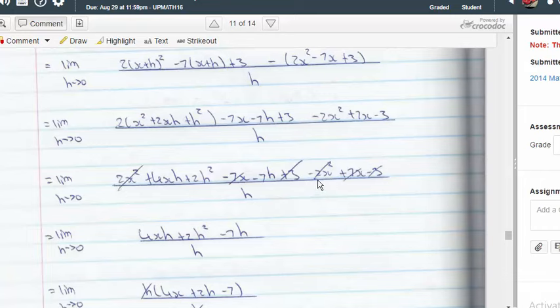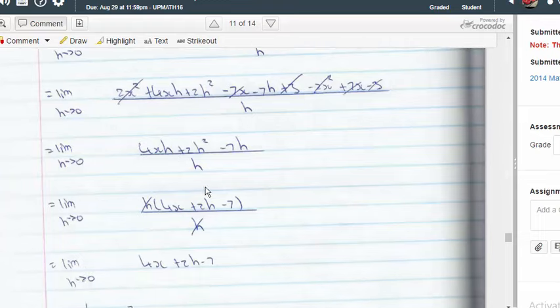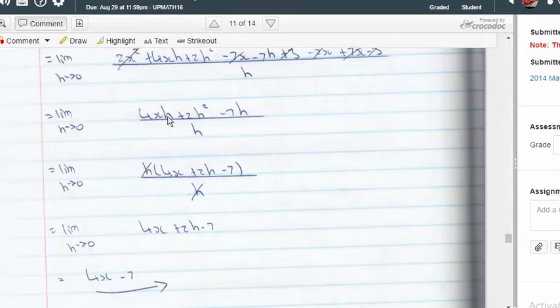So 2x squared cancels with negative 2x squared, negative 7x with positive 7x, and the plus 3 with the minus 3. So I'm left with every term having an h. I take out the common factor h from each one, cancel it, and I'm left with this expression. Now I'm allowed to substitute h with 0, and this student did it absolutely perfectly.